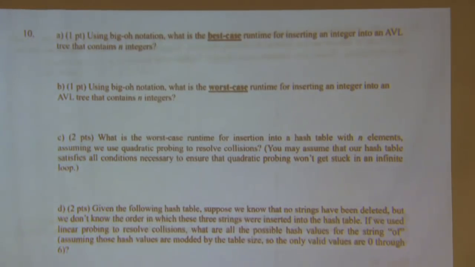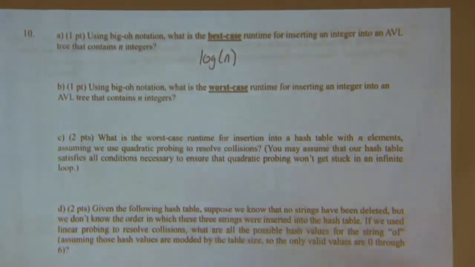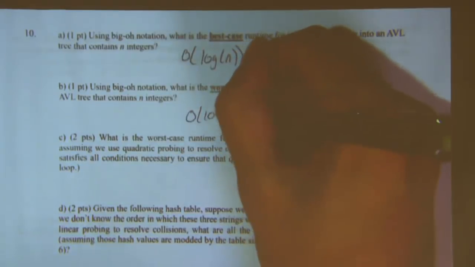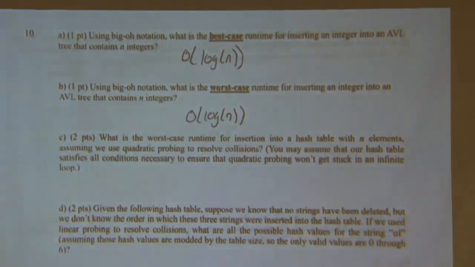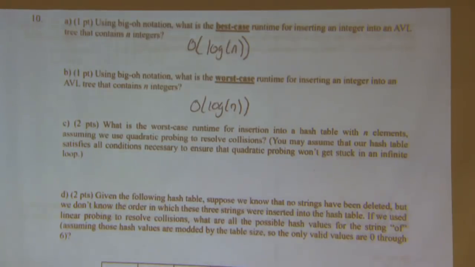Using Big O, what is the best case runtime for inserting an integer into an AVL tree that has n integers? Just real quick, with AVL trees, what are our runtimes like? They're logarithmic, so for this one, it would just be log of n. And then the worst case runtime for inserting an integer would still just be log of n. Both of those would be log of n because it's always maintaining that balanced state.